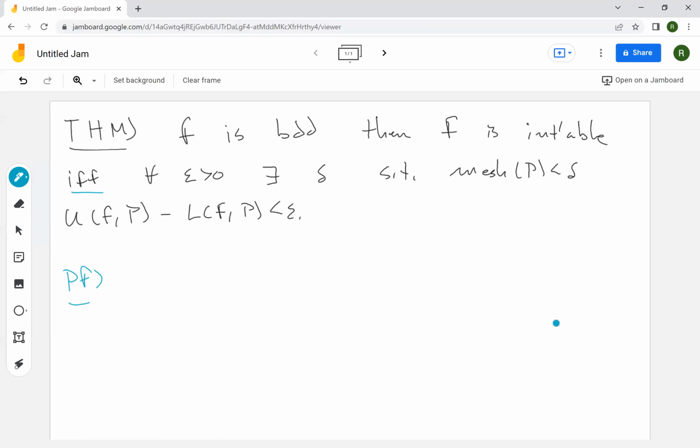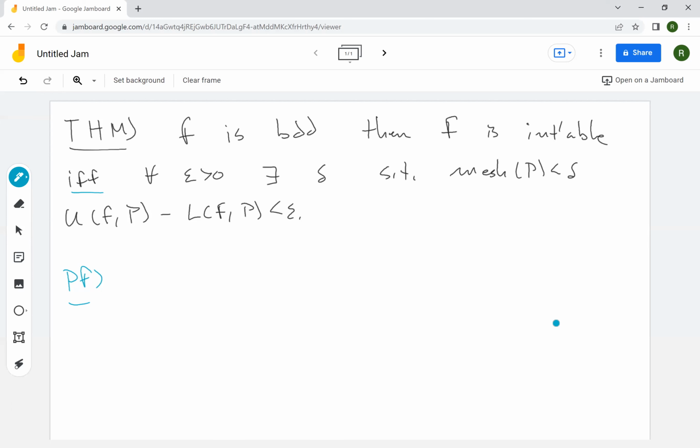So there's two directions. One direction is easy. From two videos ago, we saw that a function is integrable if and only if there exists one partition such that U of f,P minus L of f,P is less than epsilon. That means the function is integrable if and only if there exists a partition P such that U of f,P minus L of f,P is less than epsilon.